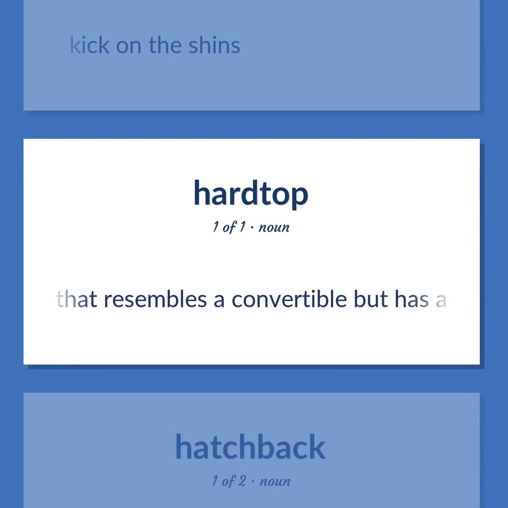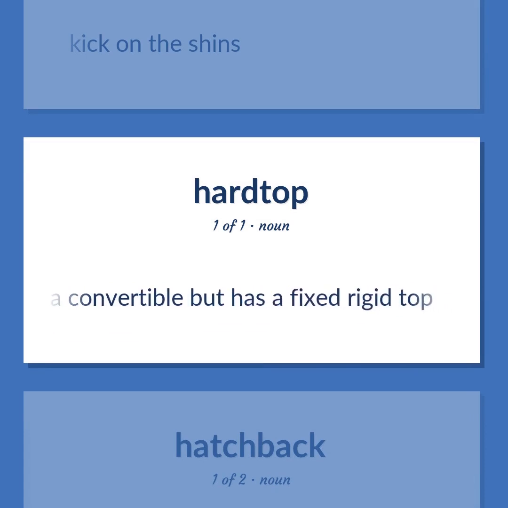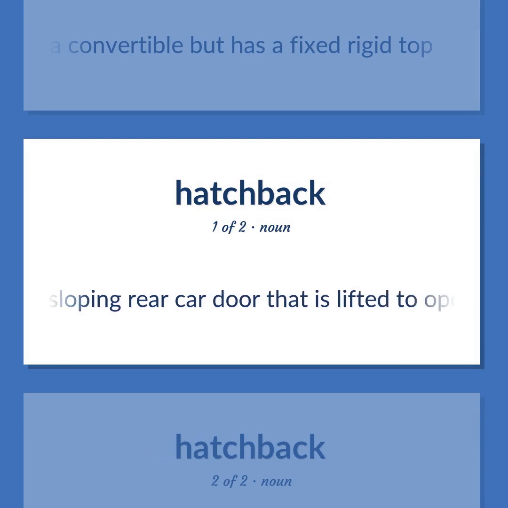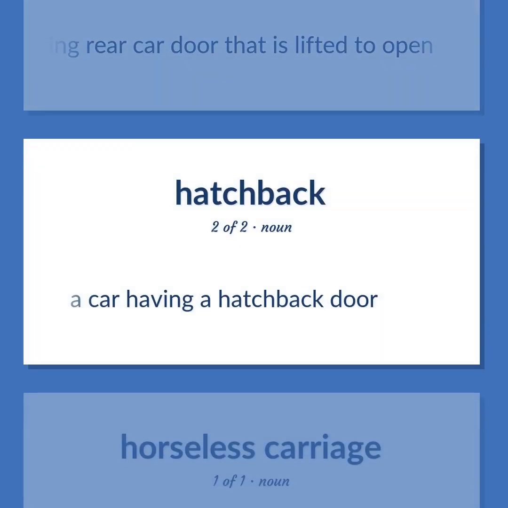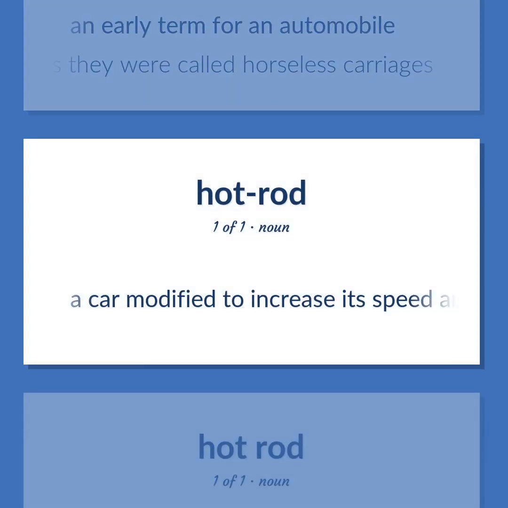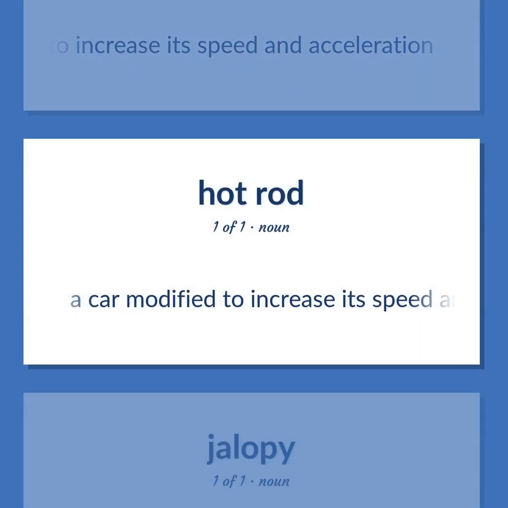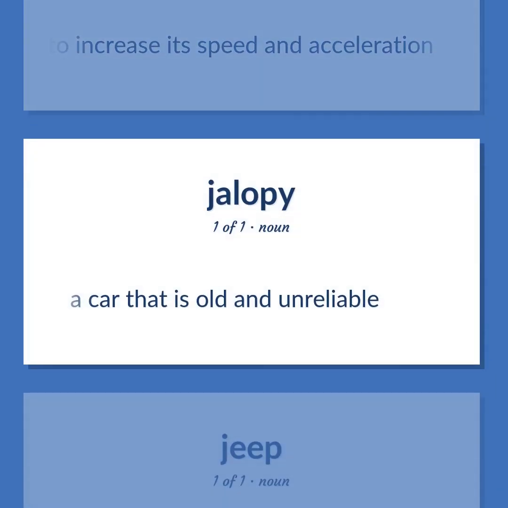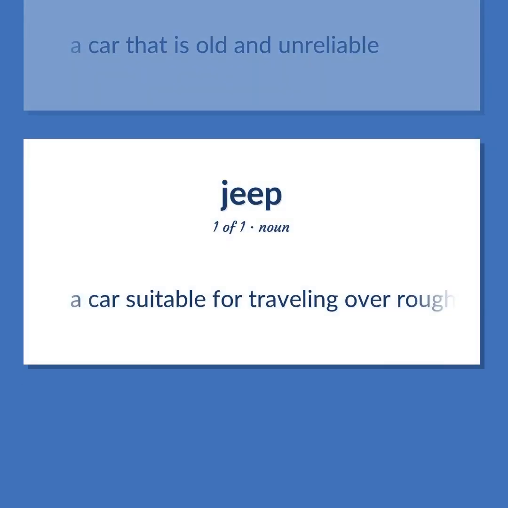A car that resembles a convertible but has a fixed rigid top. A sloping rear car door that is lifted to open. A car having a hatchback door. An early term for an automobile. When automobiles first replaced horse-drawn carriages, they were called horseless carriages. A car modified to increase its speed and acceleration. A car that is old and unreliable. A car suitable for traveling over rough terrain.